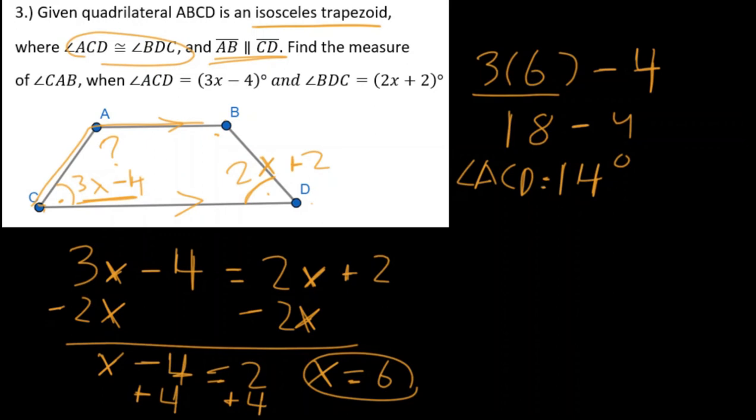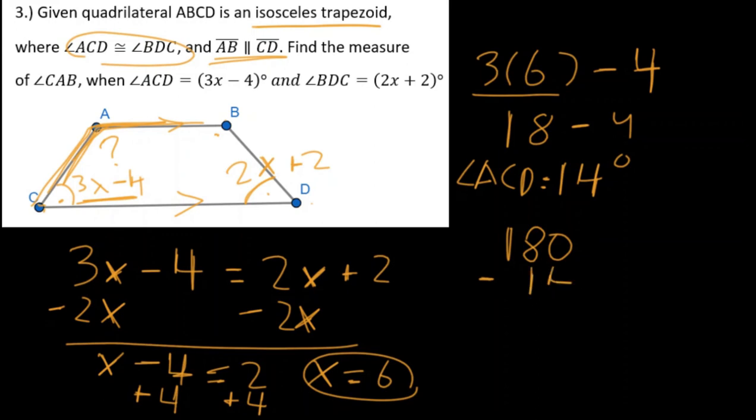However, once again, we're not looking for that. We're looking for the angle that is the non-consecutive base angle. So we're looking at the consecutive non-base angle. This angle right up here, CAB, and we know that whenever these two angles are beside each other, they're going to add up to 180 degrees. So all we have to do to finish this problem off is simply do 180 minus 14.